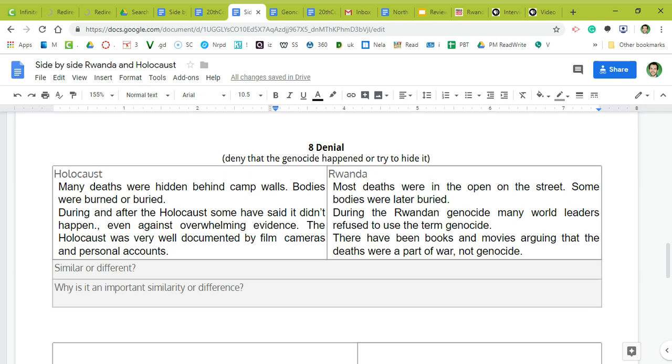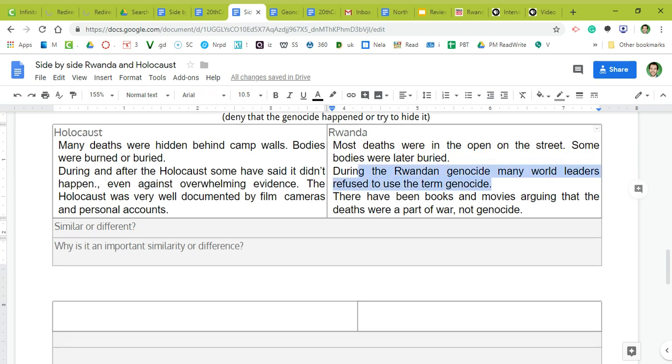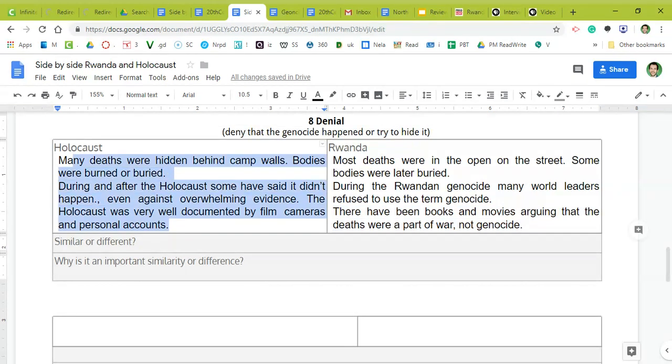And denial. Many deaths were hidden behind camp walls. Bodies were burned or buried. In Rwanda, most deaths were in the open on the street. Some bodies were later buried. During the Rwandan genocide, many world leaders refused to use the term genocide. They wanted to pretend like it didn't happen. There have been books and movies arguing that deaths were part of a war, not genocide. That's all denial. In the Holocaust, many deaths were hidden. I already said that. Some said it didn't happen, even though that's been well documented.